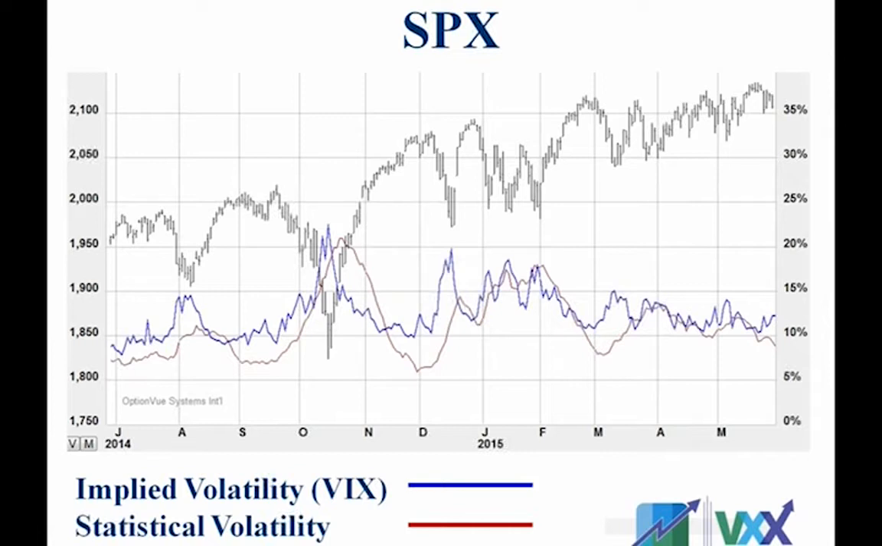And so that's what I'm showing you here in the blue line, the implied volatility, or the VIX, and it's charted here with the price chart. So note this: when the market goes up, and hopefully you can see my little mouse here, you can see that the blue line is going down.